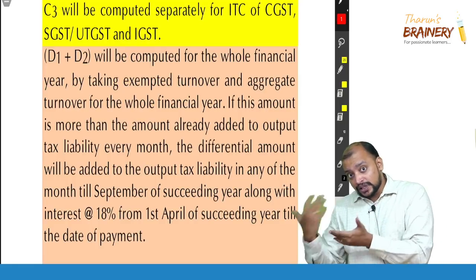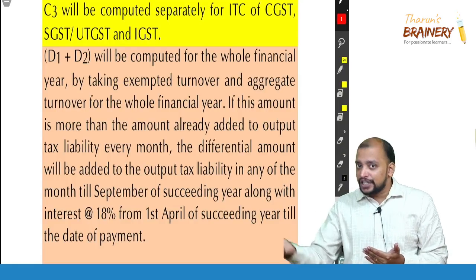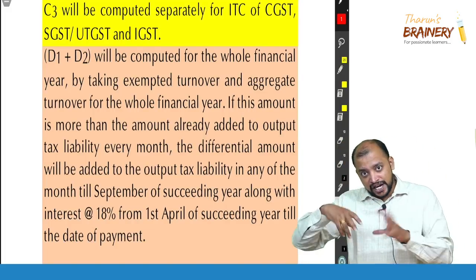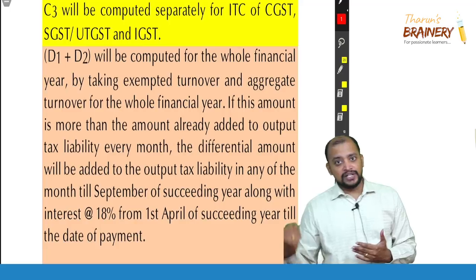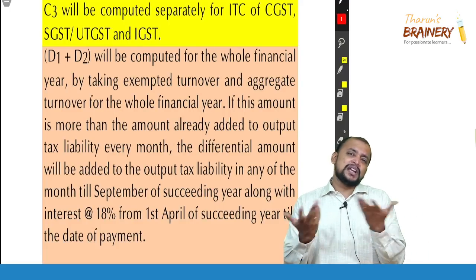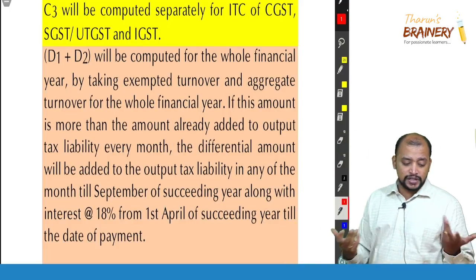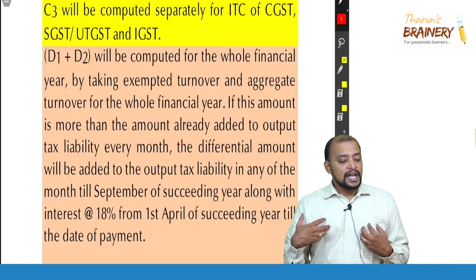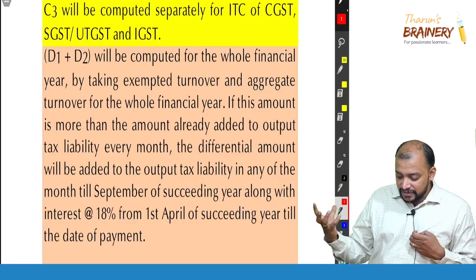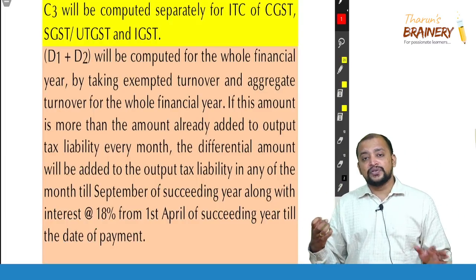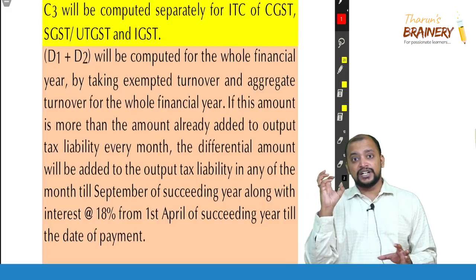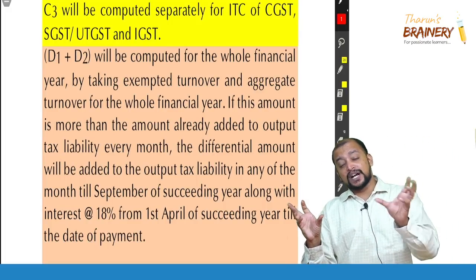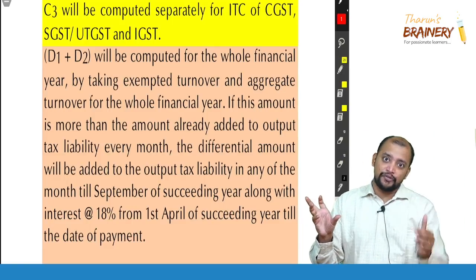Suppose the total, that is annual D1 D2, is greater than monthly D1 and D2. Then the difference amount I need to pay. Why is there a difference? Maybe some assumptions could be changing or some points we may miss. So the annual D1 and D2 should be compared with D1 D2 on a monthly basis, the sum of all months.